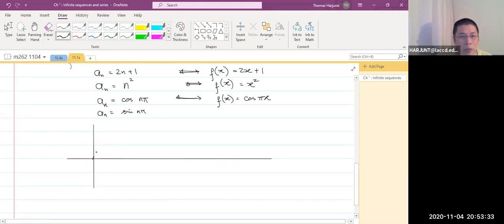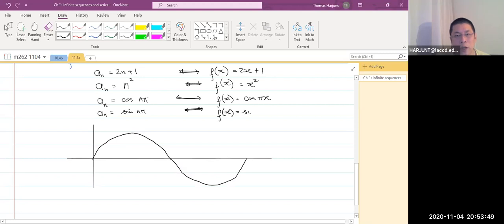Sine n pi, it will be like this. Right, that's the graph of f(x) equals sine x pi, or sine pi x, right? That's what it looks like, where this is 0, this is 1, this is 2, and on.